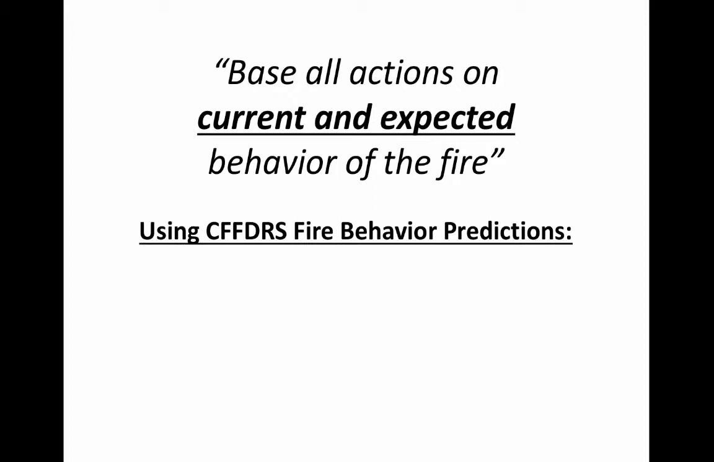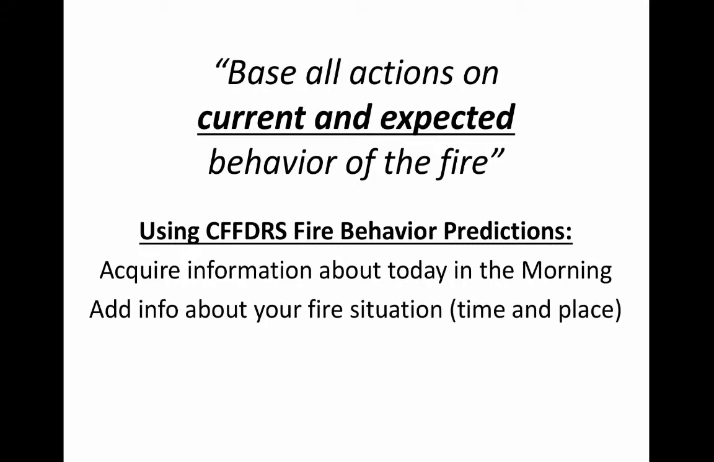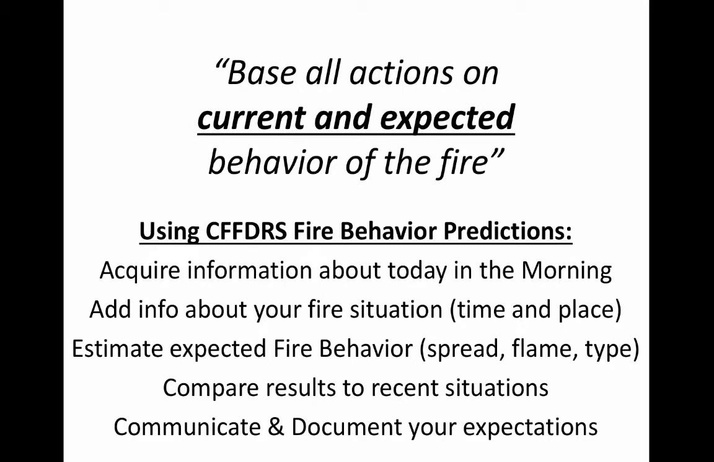One of the 10 standard fire orders says base all actions on current and expected behavior of the fire. How do you do that? Well, using the Canadian Forest Fire Danger Rating System's Fire Behavior Prediction System tools, you should acquire information about today in the morning, add information about your fire situation, its time and place when you know it, estimate expected fire behavior, its spread rate, flame lengths, and fire type, compare your results to recent situations, and then communicate and document your expectations.